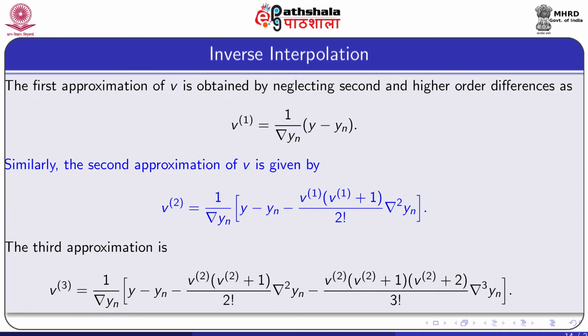Similarly, the third approximate value of v is denoted by v3, which is equal to 1 by nabla yn into y minus yn minus v2 into v2 plus 1 by factorial 2 into nabla 2 yn minus v2 into v2 plus 1 into v2 plus 2 whole divided by factorial 3 into nabla 3 yn.